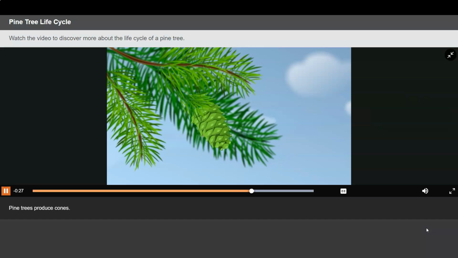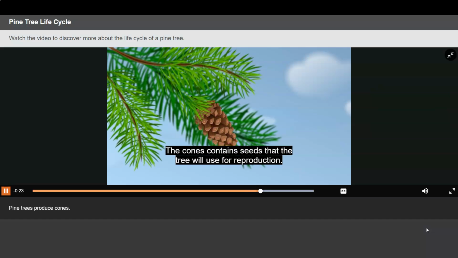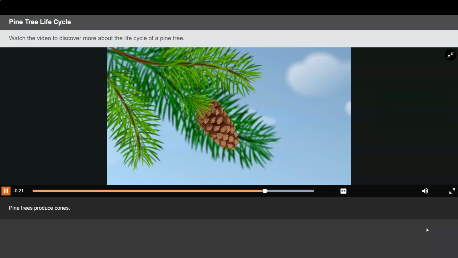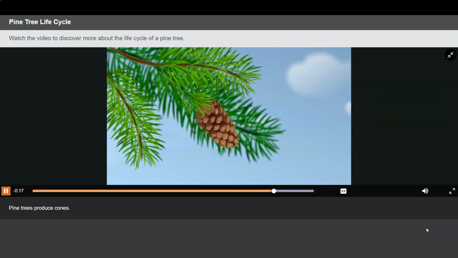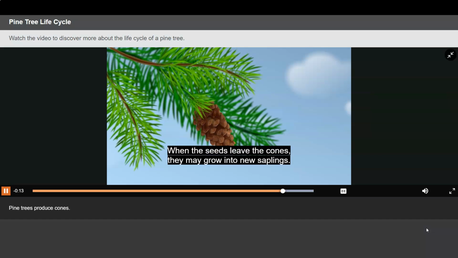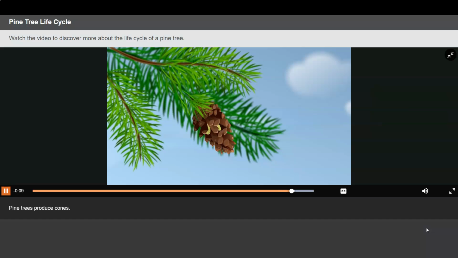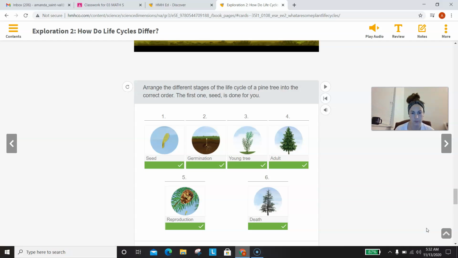The adult pine trees produce cones. The cones contain seeds that the tree will use for reproduction. When the seeds leave the cones, they may grow into new saplings. After many years, the adult tree will.